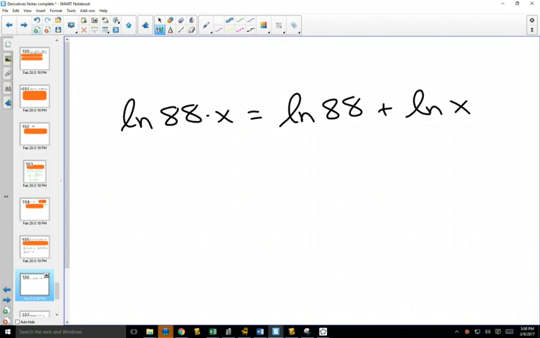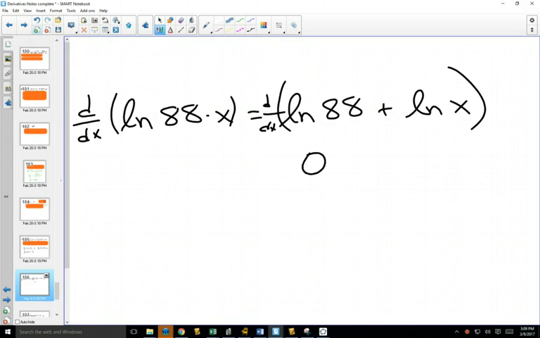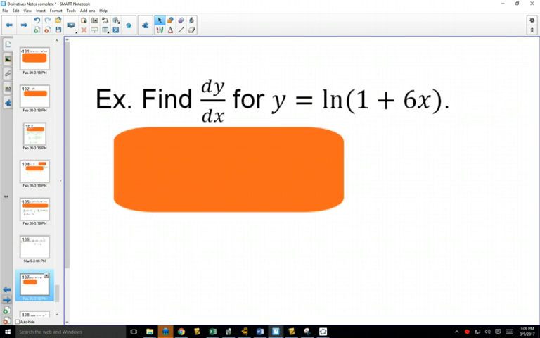So now if I take the derivative of this whole thing, natural log of 88 is a number. The derivative of a number is 0, plus 1 over x. So there's another reason why all of those ones just become 1 over x. But it has to do with the log laws. Okay, sorry, I'm getting off topic again. Excited about these questions.